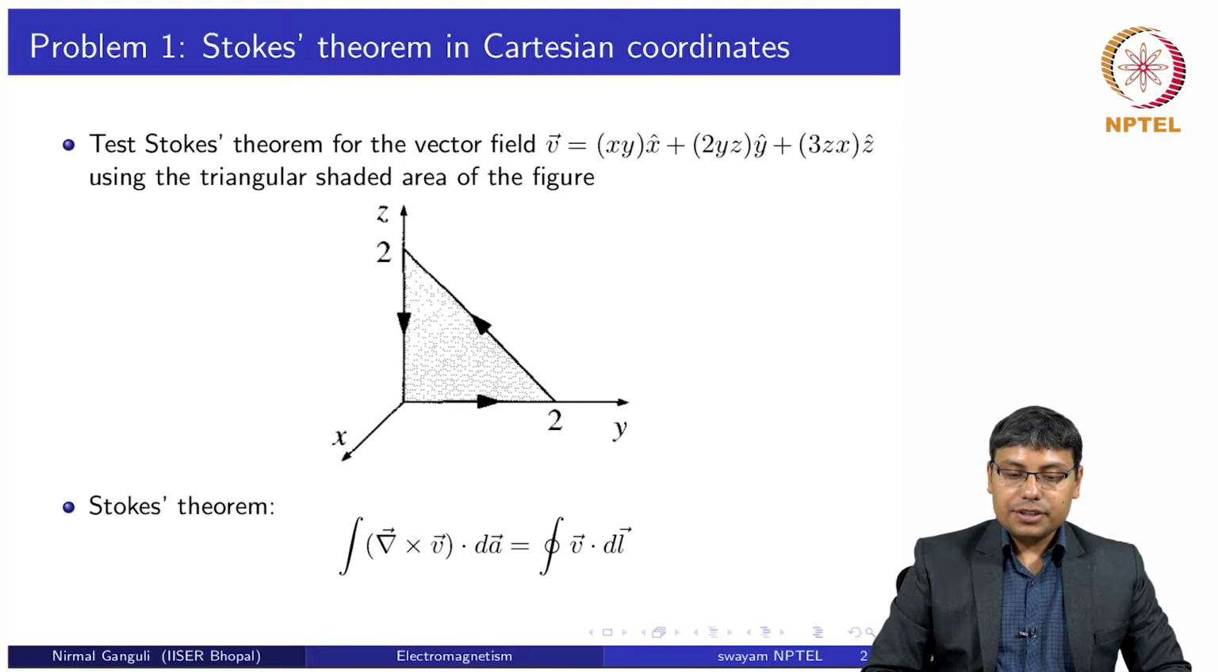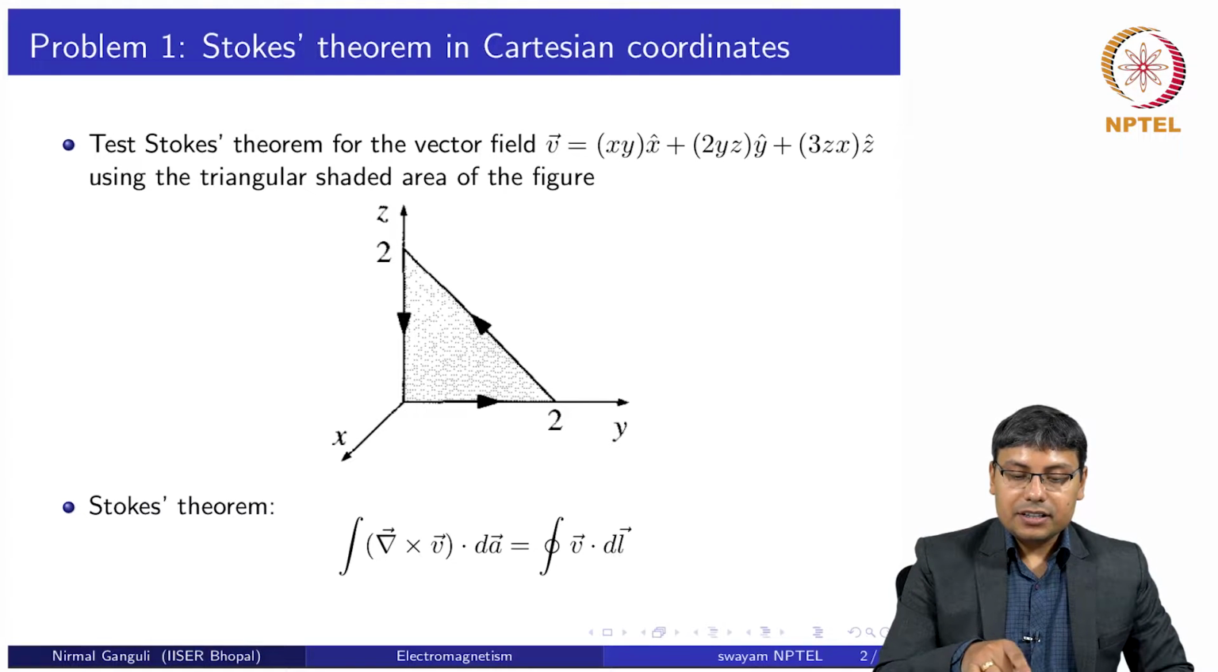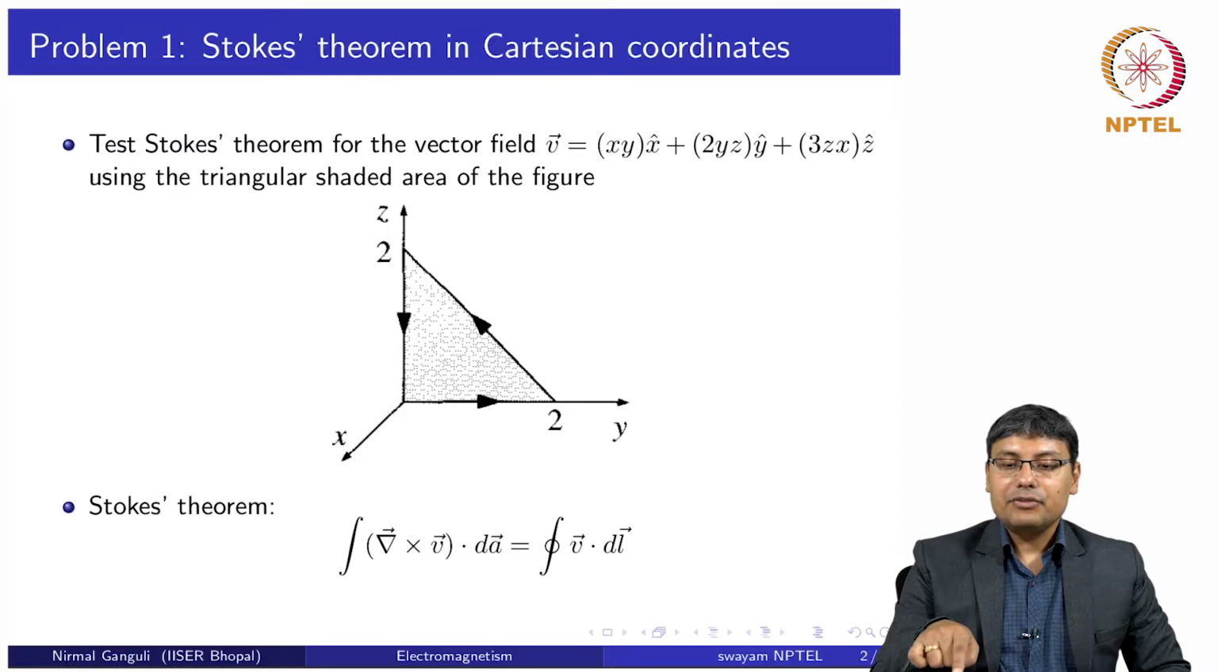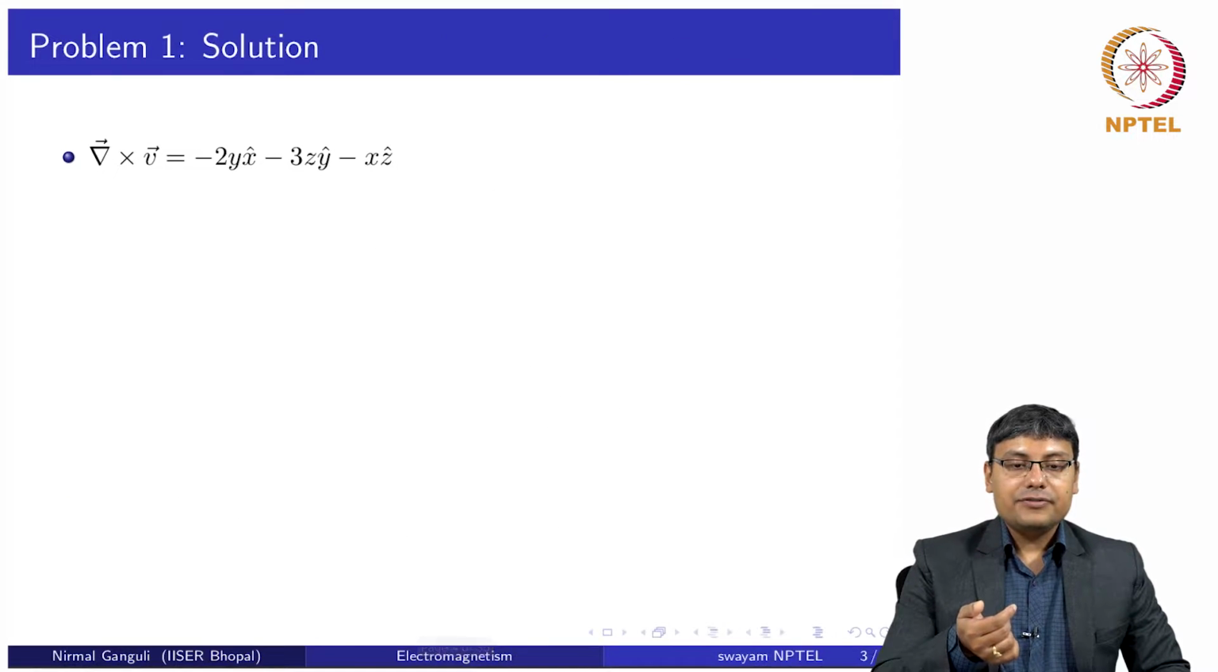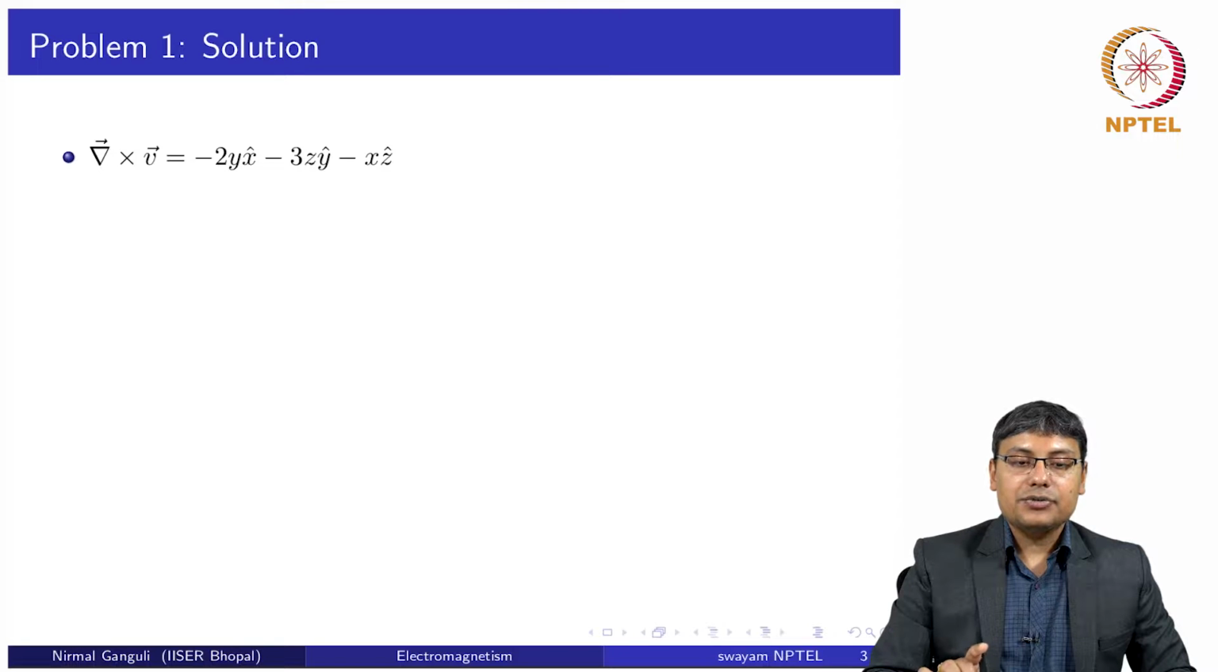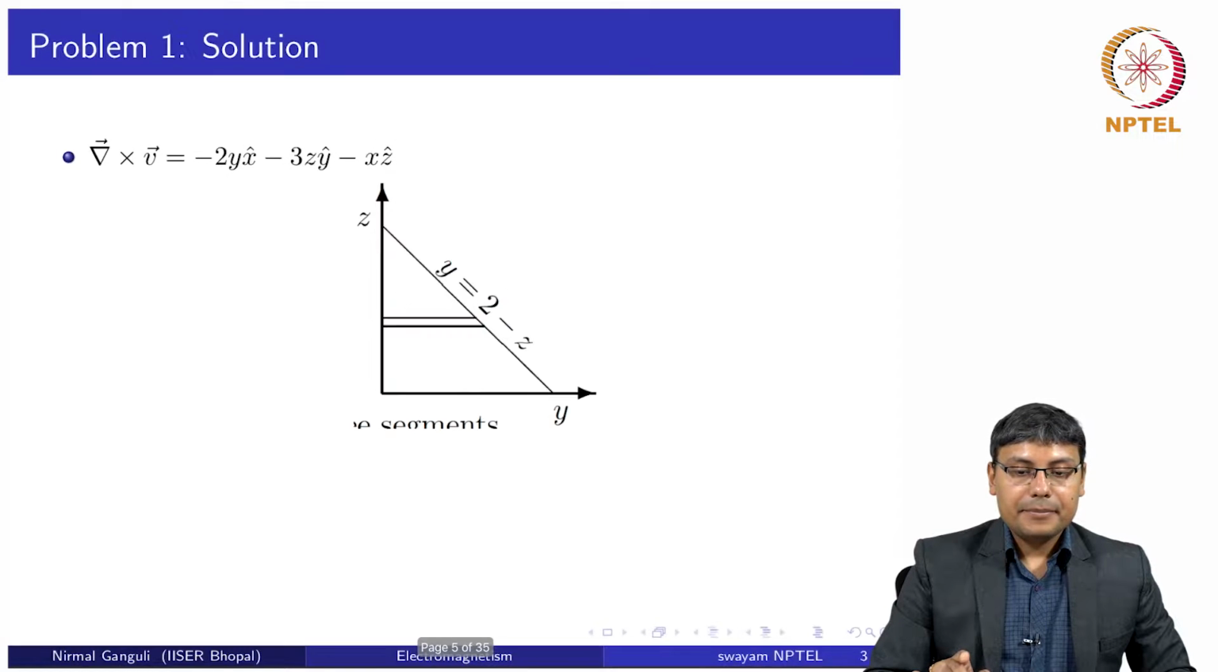So, what is Stokes theorem? Stokes theorem is the surface integral of curl of V dot dA that is equal to closed line integral over V dot dl. We are supposed to verify this theorem, and how do we verify this? We first calculate the curl of this vector field, and for the given vector field the curl will be minus 2y x cap minus 3z y cap minus x z cap.